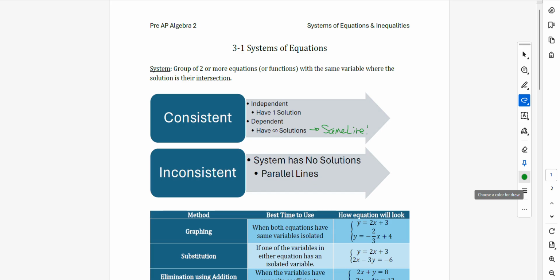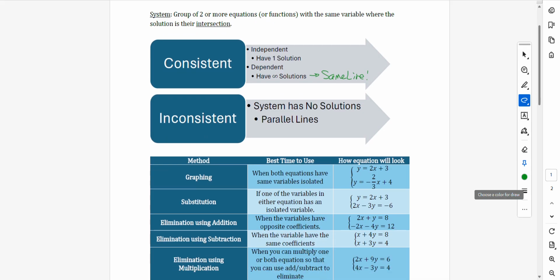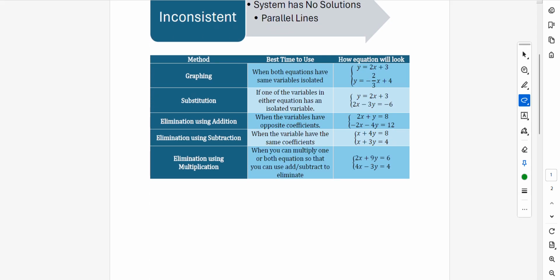Systems are nice because they just work. Now, there are a couple different methods that we're going to take a look at as we solve these. Graphing. The best time to use graphing is when both equations have variables isolated. So an equation where you have slope-intercept form for both, that would be a good example of where you would use graphing.